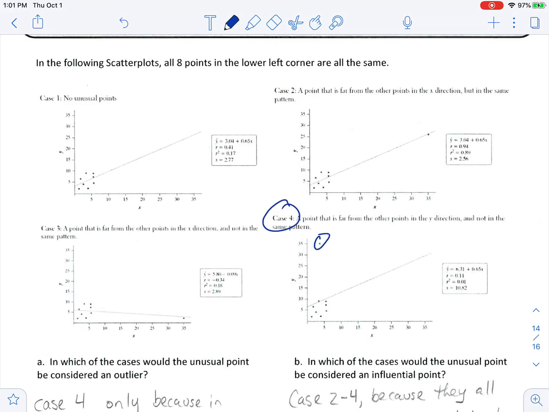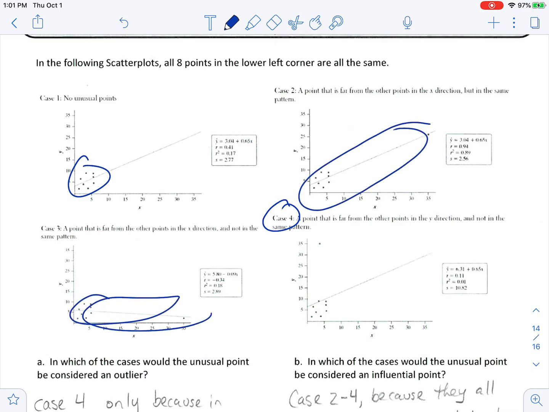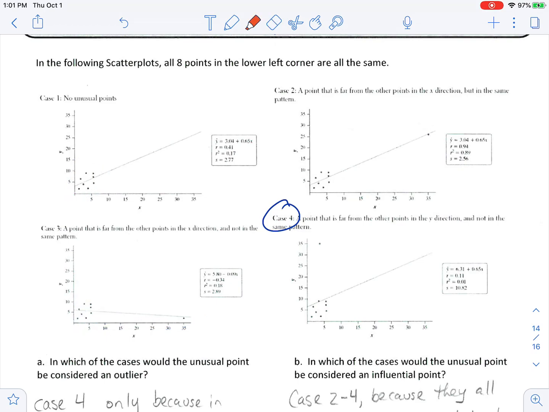Hopefully you said this one, case 4. The reason that this is considered an outlier is it's really far in the y direction from the equation. None of the other ones have any points that are really far from the regression line. So technically those aren't called outliers.